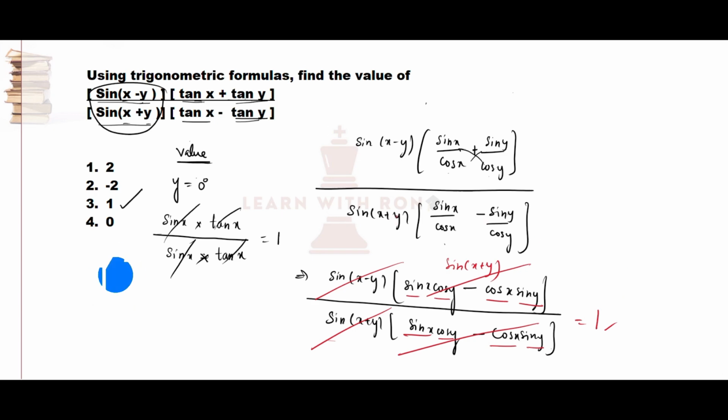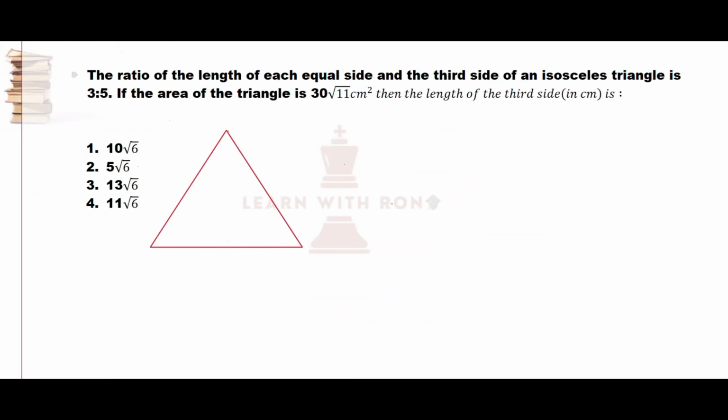Let's see our next question. See this question here. Here they have given the ratio of the length of each equal side and the third side of an isosceles triangle as 3:5. Let's say, for example, ABC is an isosceles triangle. If it is an isosceles triangle, there will be two equal sides and a third side. So let us assume the length of the equal side as a and the third side as b.